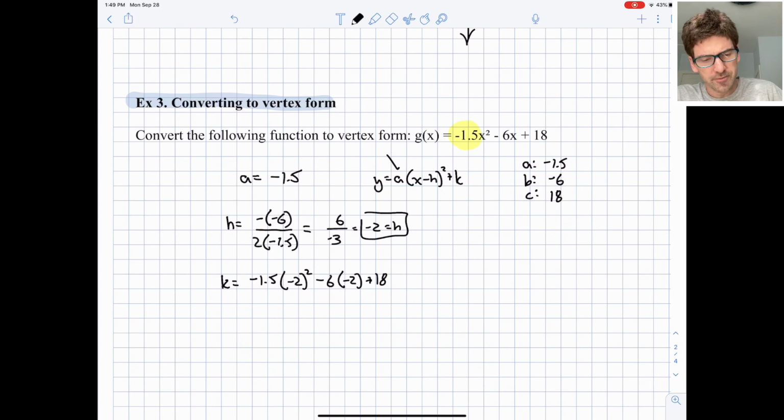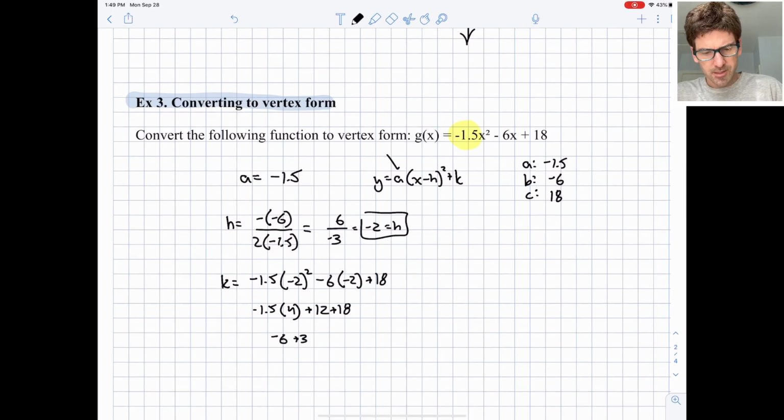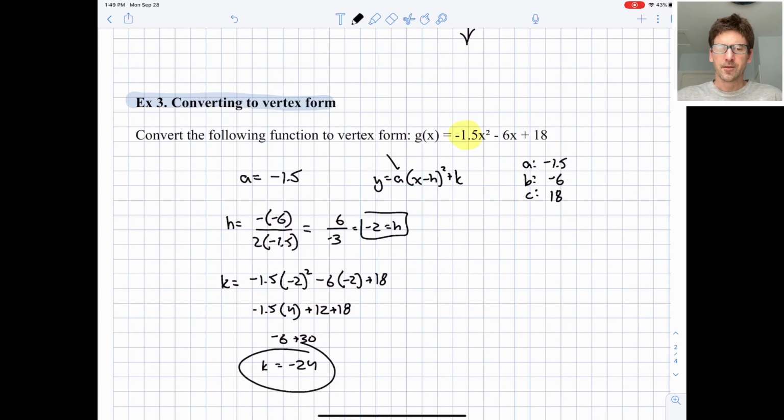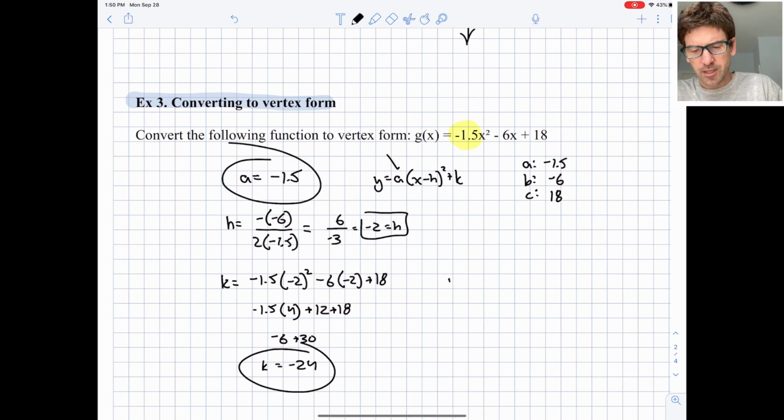Okay, so let's just gradually simplify step by step. Negative 1.5 times 4 plus 12 plus 18. Negative 1.5 times 4 is negative 6 plus 30. So k is equal to negative 24. All right, so we have our a value, we have our h value, we have our k value. We can plug it all into vertex form. Negative 1.5 times x minus our h value, which is negative 2. So I can call that an x plus 2 squared plus a negative 24.